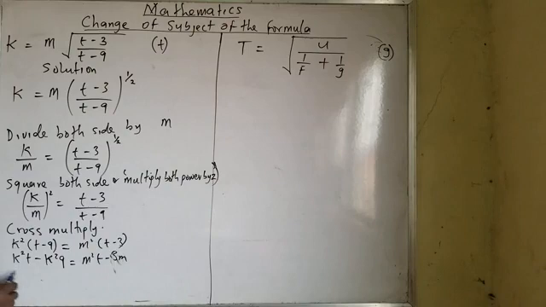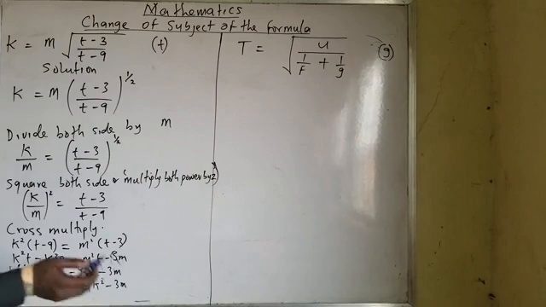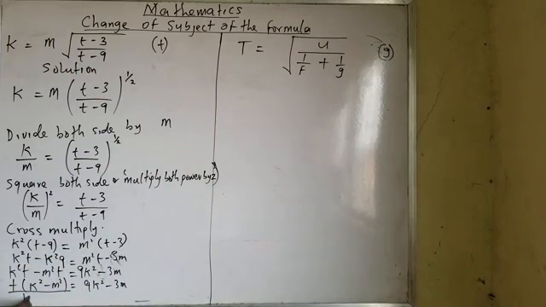Now, I'm looking for T anyway. I will now collect like terms. It means K squared T minus M squared T equals 9K squared minus 3M squared. What's common here? T bracket of K squared minus M squared equals 9K squared minus 3M squared. Divide both sides by what? By K squared minus M squared. This will cancel this.